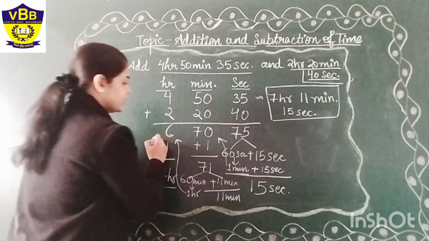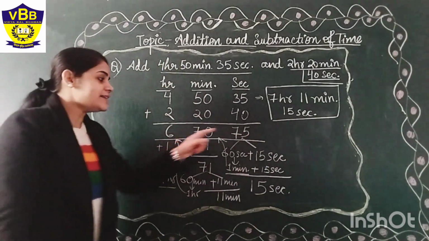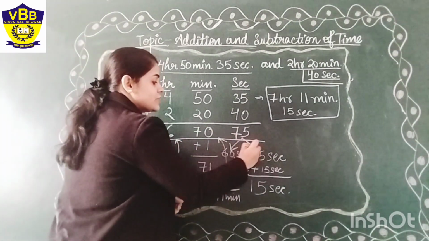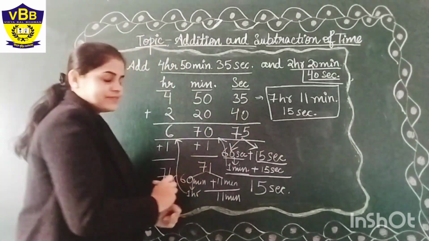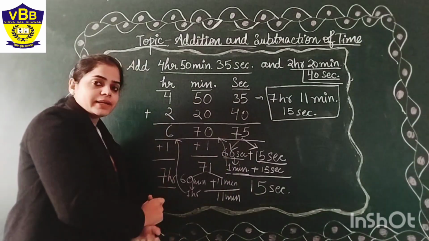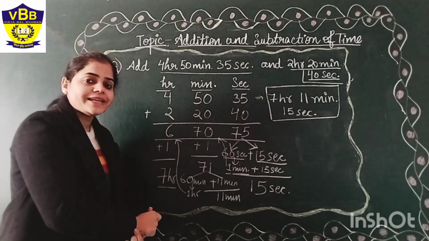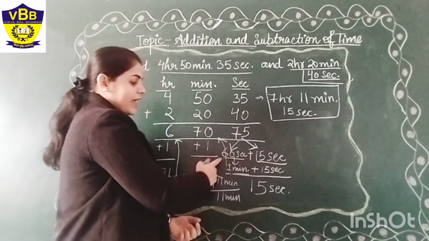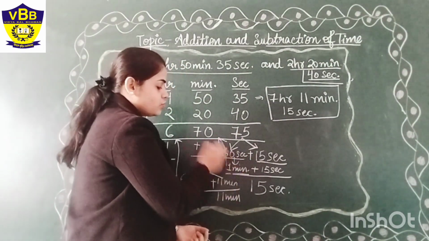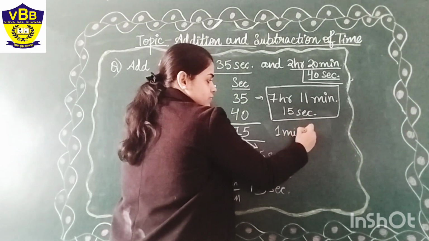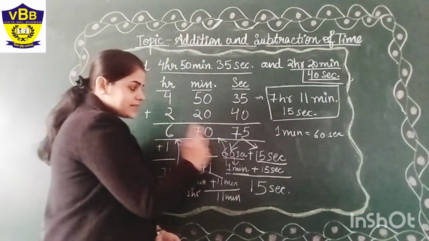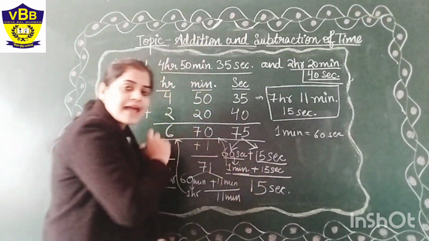After doing the addition, we will get this. But we cannot write 75 seconds, we cannot write 70 minutes. What will we do here? We will split it into 60 seconds plus 15 seconds. Why have we written 60 here? So that we can convert it easily to minutes and it will be carried forward in the minutes area. 75 can be written as 60 plus 15. This 60 seconds will be converted into 1 minute, as we know that 1 minute is equal to 60 seconds. This 1 minute will be carried forward to this area and 15 seconds will be written as it is.